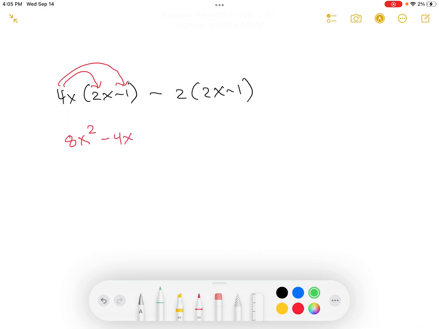Now we've got to distribute this. So when we distribute this, what are we distributing? Are we distributing the 2 or are we distributing the negative 2?